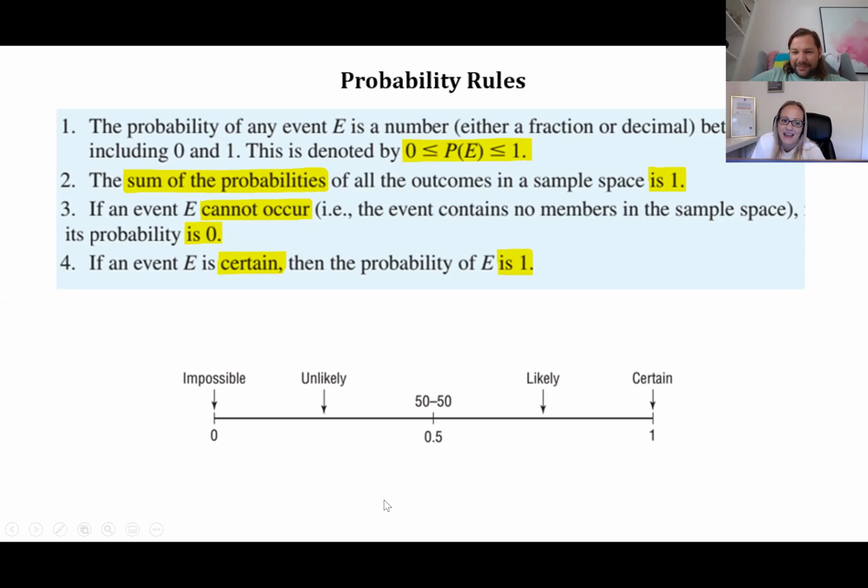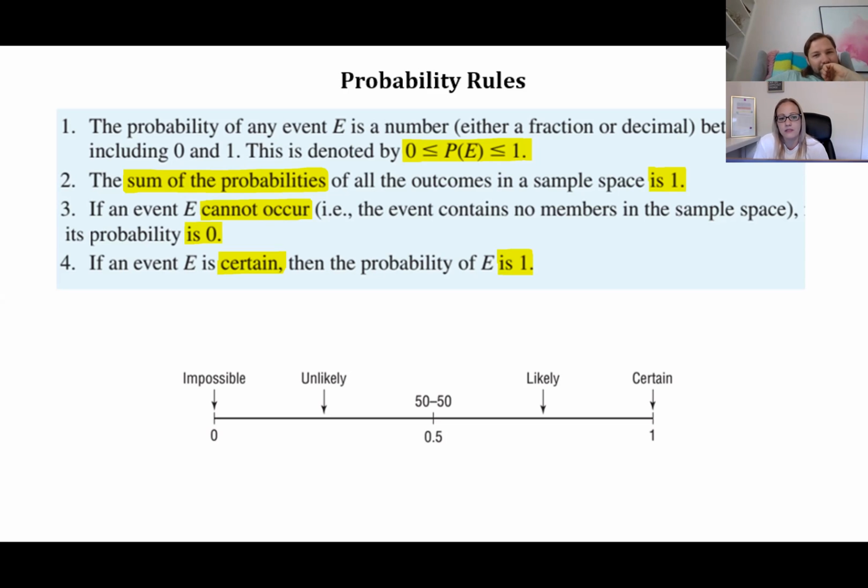I was just going to say, out of those 4 rules, probably the most important one is number 1. You just want to keep in mind that probability should always be a number between 0 and 1. So a lot of times, students will give me answers where they're saying that the probability of something is either over 1 or over 100% or somehow a negative number.